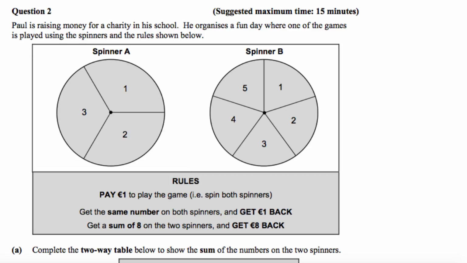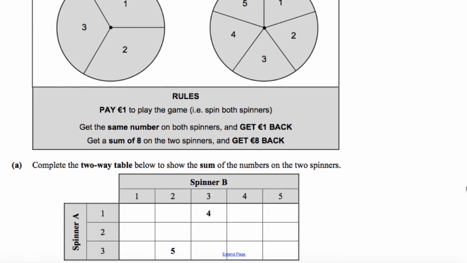So part A says, complete the two-way table to show the sum of the numbers on the two spinners. So we can see here's the two-way table, spinner B across the top, spinner A down the side. So for example, if you get 1 on spinner A and 3 on spinner B, you add the 1 and the 3 to give you the 4. So I'm just going to fill in the rest of the values.